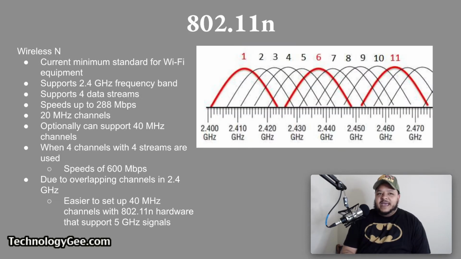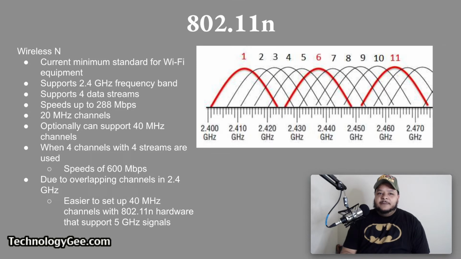All right, let's talk about 802.11n. Wireless N is the current minimum standard for equipment with Wi-Fi capabilities. Its standard version supports the same 2.4 gigahertz frequency band as its predecessors B and G. However, it supports up to 4 data streams, enabling speeds of up to 288 megabits per second with 20 megahertz channels. To achieve faster speeds, 802.11n optionally can support 40 megahertz channels. When 4 channels with 4 streams are used, 802.11n can reach speeds of 600 megabits per second.